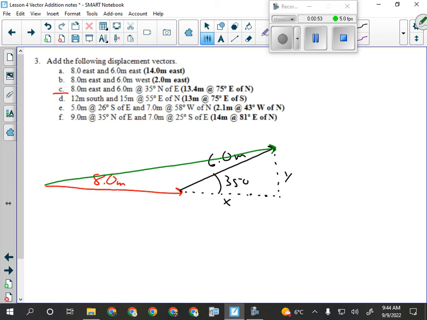Or I can draw it this way. I think given the answer I see there, I probably drew it up this way, just so that my resultant's triangle wasn't overlapping all my other lines.